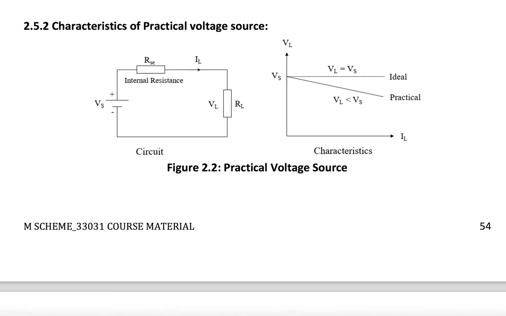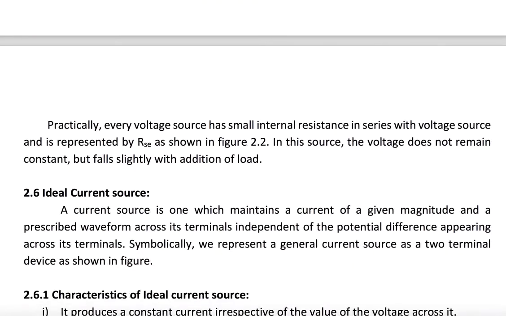What about the practical voltage source? A practical voltage source has some internal resistance, as shown in this circuit. Whenever the current is zero, the voltage across its terminals is Vs. When current is flowing, the voltage drops according to the current flow; the internal resistance drop is zero when the current is zero. So the terminal voltage drops linearly with the current, and it is not constant because of the internal voltage drop.